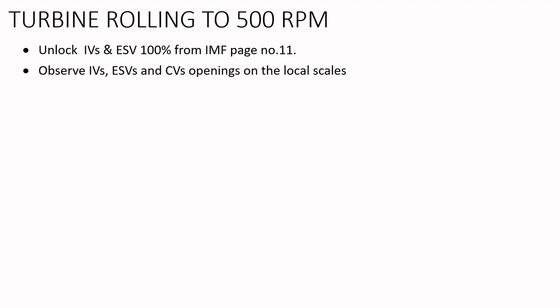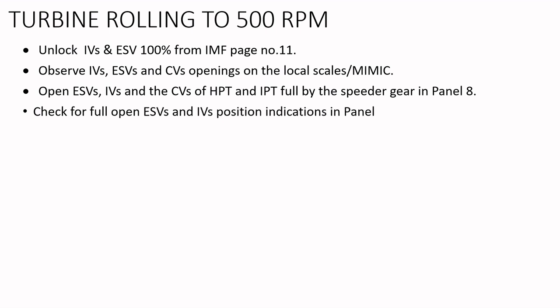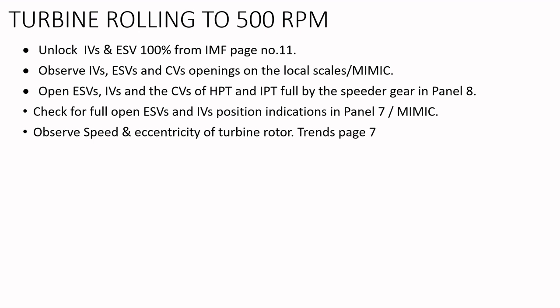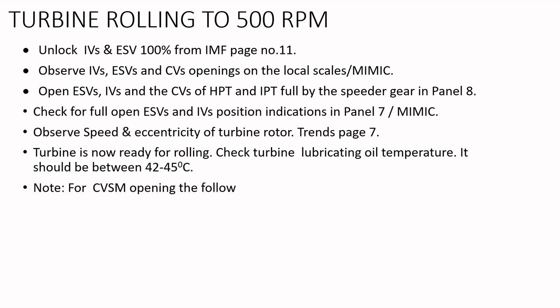Now the turbine rolling to 500 RPM. First of all, you have to unlock the IVs and ESVs to 100% from IMF page number 11. Then observe the IVs, ESVs and CVs opening on the local scales or on the mimic. You will be able to see it in the mimic also. Open the ESVs and IVs and the control valves of the HPT and IPT fully by the speeder gear in panel number 8. You can achieve that when the position is 300 mm, CVSM is 300 mm. Check for full open of ESVs and IVs position indications in the panel or also on the mimic.